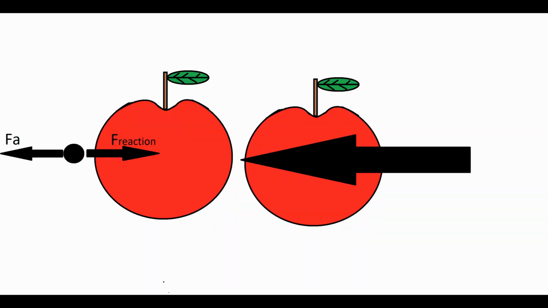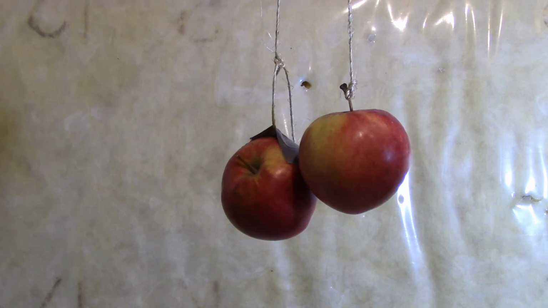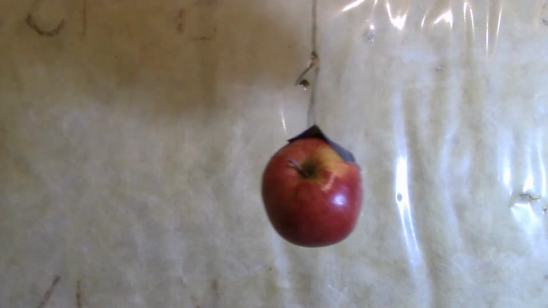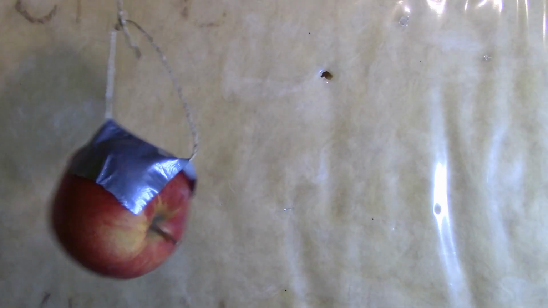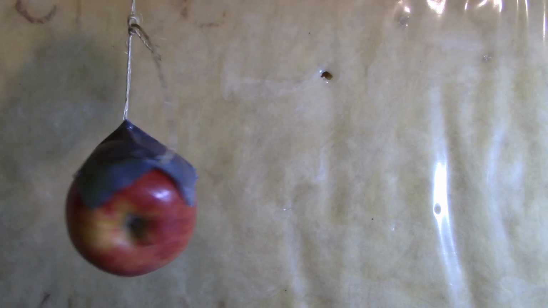Finally, Newton's third law of motion. This law says that for every action there is a simultaneous reaction that is equal in magnitude but opposite in direction. Take, once more, our apple. If we swing another apple from the ceiling and it hits the first apple, both will move. The first to the left and the second to the right.